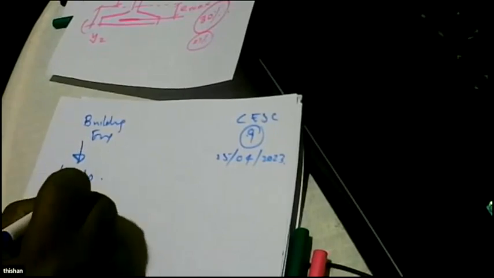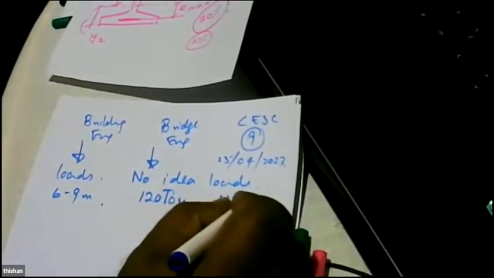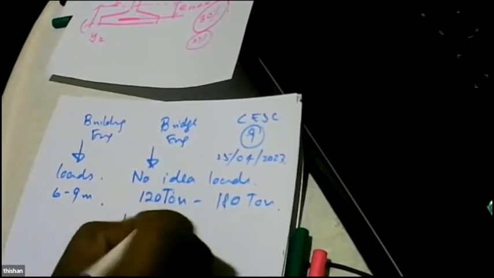A building engineer generally knows about the loads. He has some idea, because he's working on a building, and he's working in spans of the 6 to 9 meter range. A bridge engineer has absolutely no idea about the loads. No idea. So he goes for huge loads like 120 tons to 180 ton loads. And he's dealing with 14 to 30 meters.